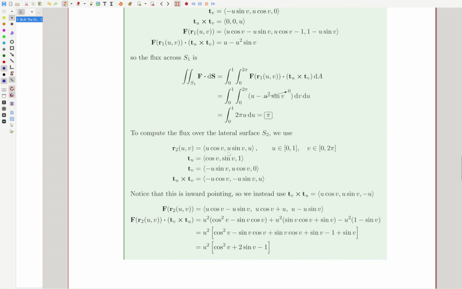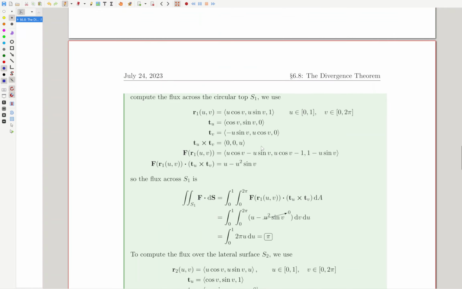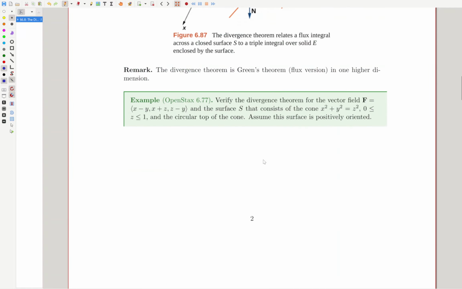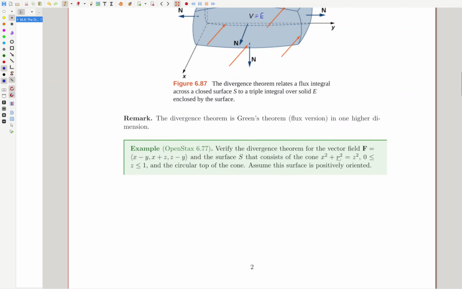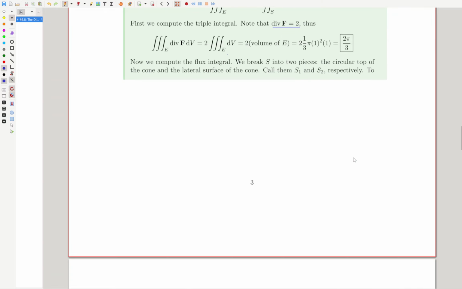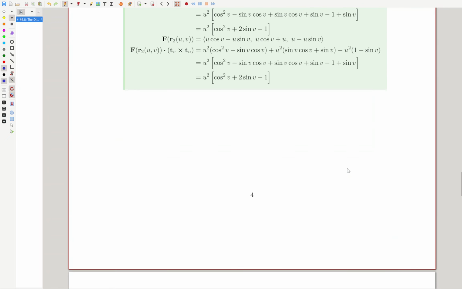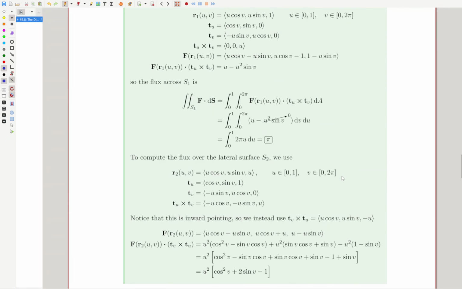So u again is acting like radius, v is acting like theta, and we end up having u as our z component function, and I think that's just to make it match this. So this equation says that r squared equals z squared. If you take the square root of both sides, you get r equals z.